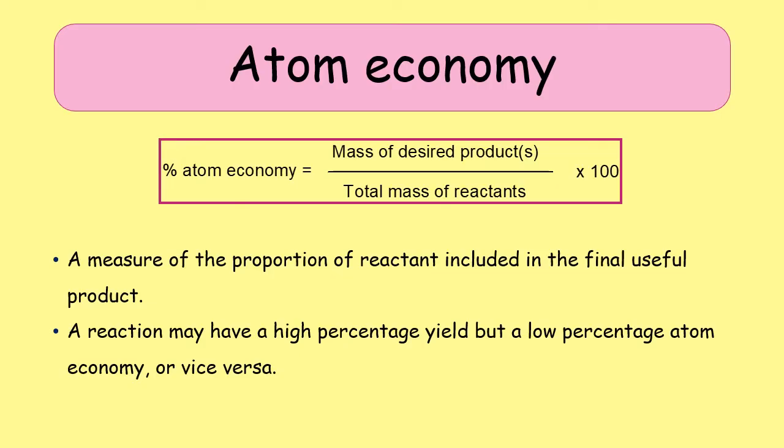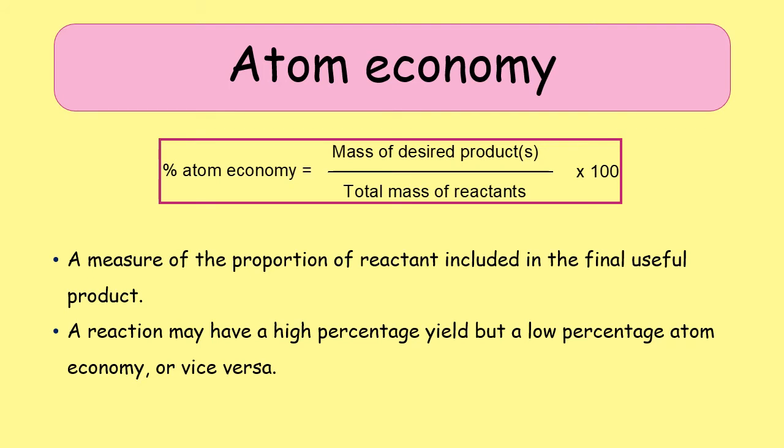Now the equation for percentage atom economy is in your data booklet. So again, you do not need to memorize this equation. It's on page 3 or 4. And it is the mass of the desired product, it's usually only one product, divided by the total mass of reactants. And then you multiply that by 100. So it's a measure of the proportion of the reactant that is included in the final product.